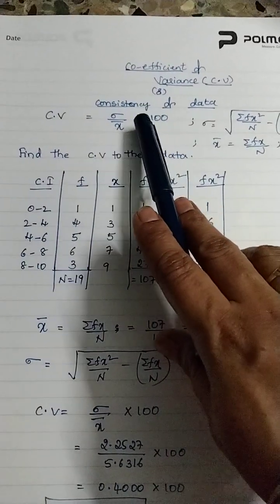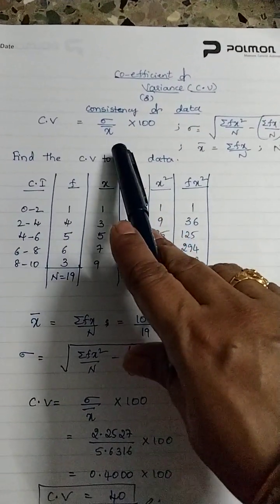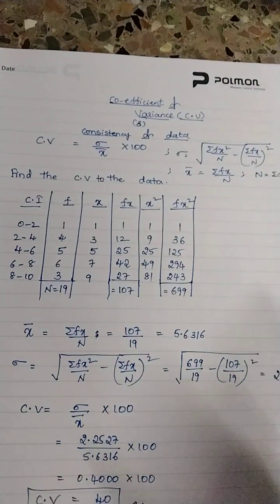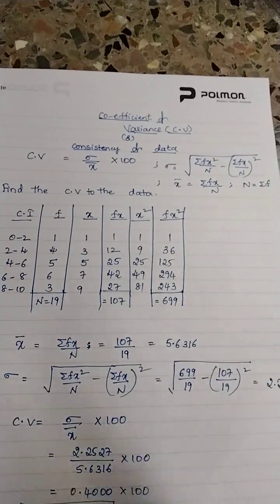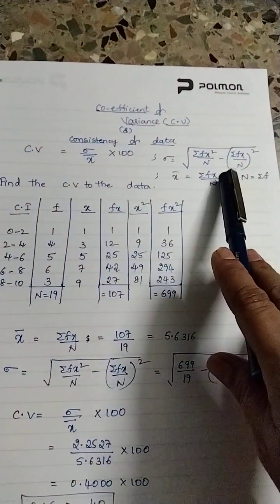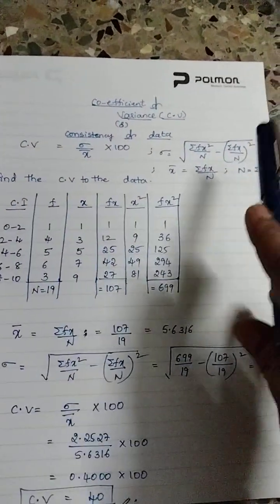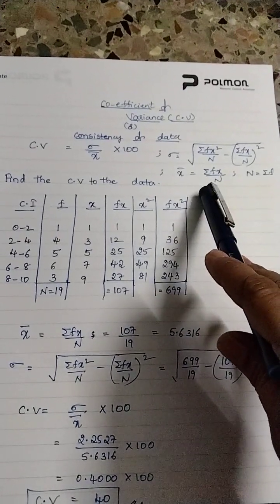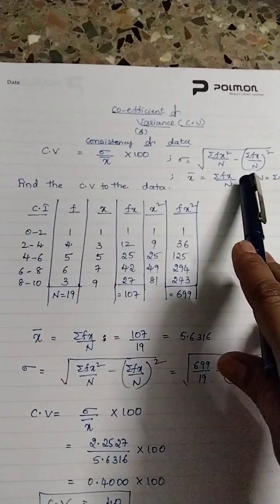Find the coefficient of variance to the data. What is the formula? Sigma by x bar into 100. Sigma is nothing but the standard deviation. X bar is nothing but mean, which I already explained in the previous videos; the standard deviation in this video only, but mean in another video. You can check from that. So here x bar is equal to summation of x by capital N. As this is a continuous series, you have to find summation of x by capital N. N is nothing but sum of the frequencies, and x is nothing but the middle value.